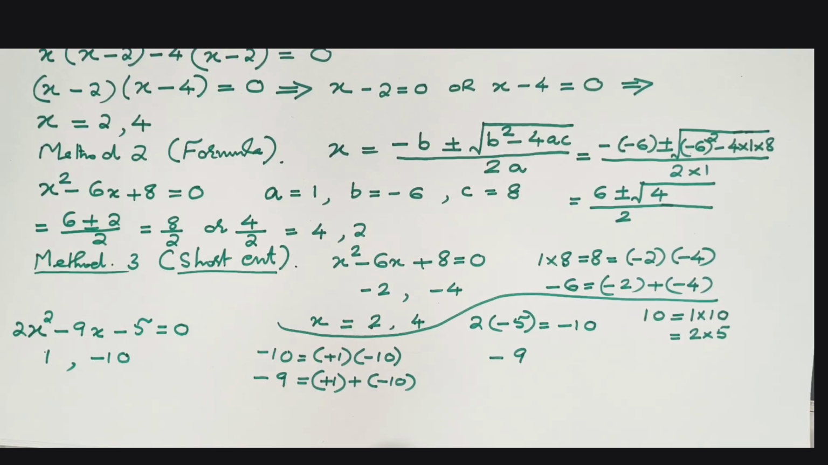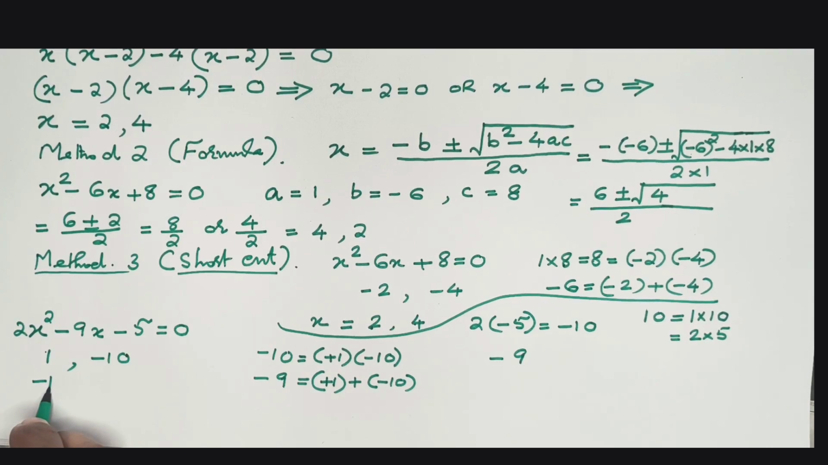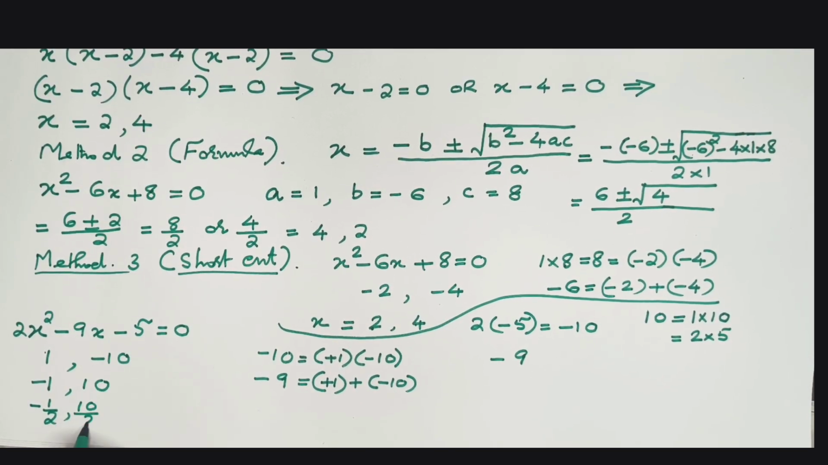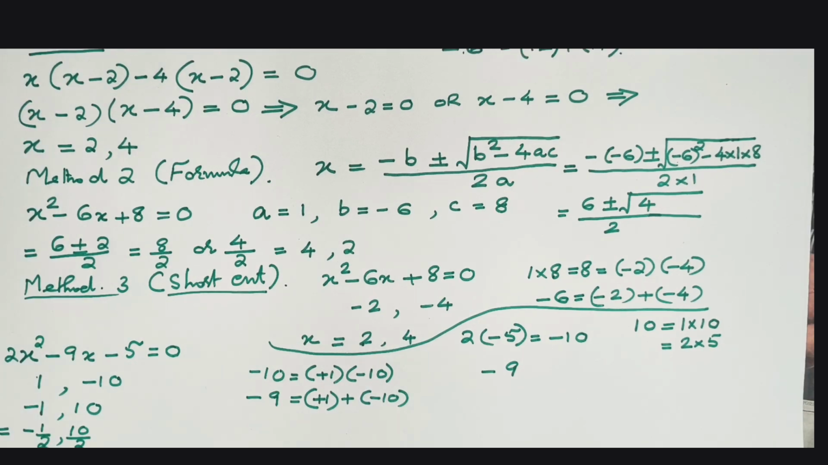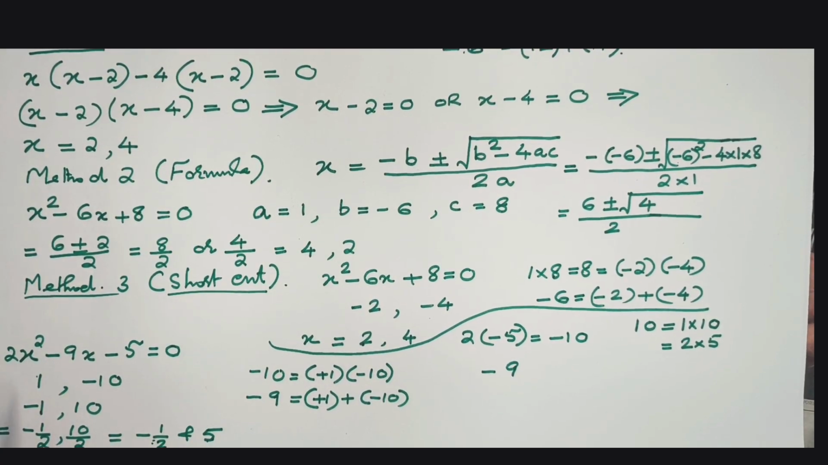And then the next step, what did I say? You change the signs. Here it is plus, so you write minus 1. Here it is minus, so you write plus 10. In the next step, you divide these numbers by the coefficient of x squared, which is 2 here. So what do you have? Minus 1 divided by 2, 10 divided by 2. And this you can further simplify. Minus 1 over 2 and 10 divided by 2, 5. So these are the values of this quadratic equation.